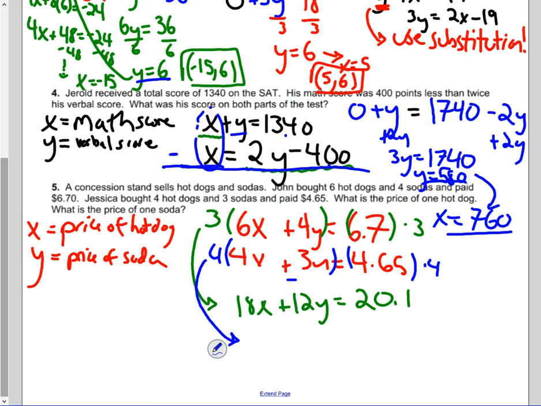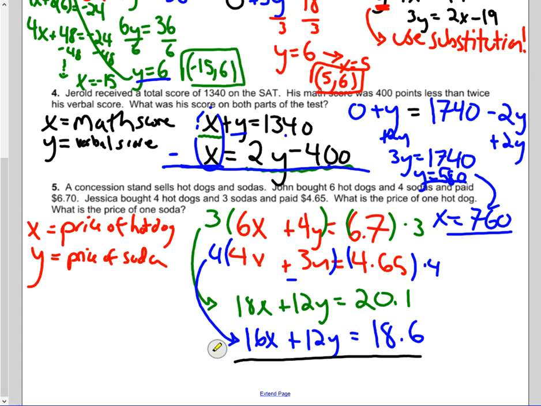And then that bottom equation, I'll let you get that down. Our bottom equation is going to be 16x plus 12y equals 18.6. And now we're happy. Now we have 12 y's in both of these equations. So we can subtract these equations now, and these 12 y's are going to cancel out, and we'll just be left with x's. So go ahead and do this.